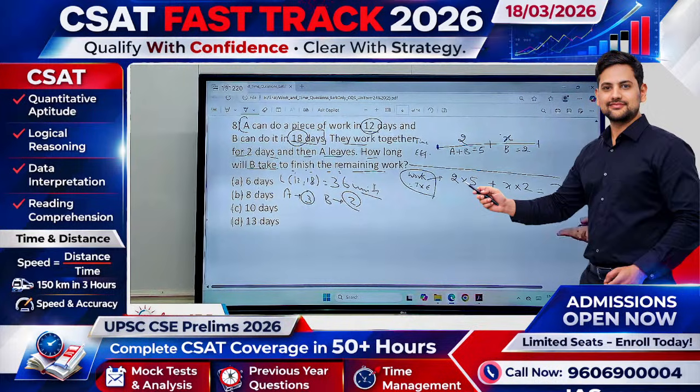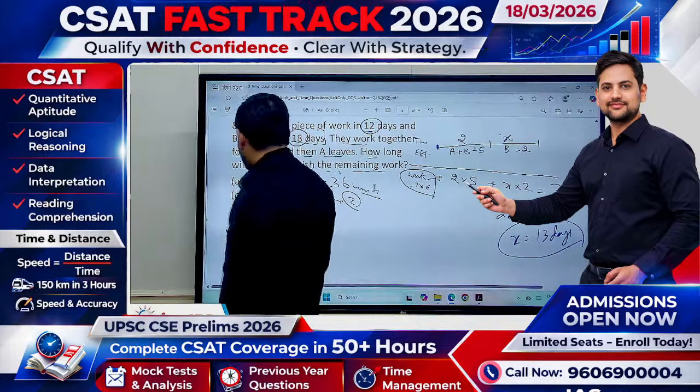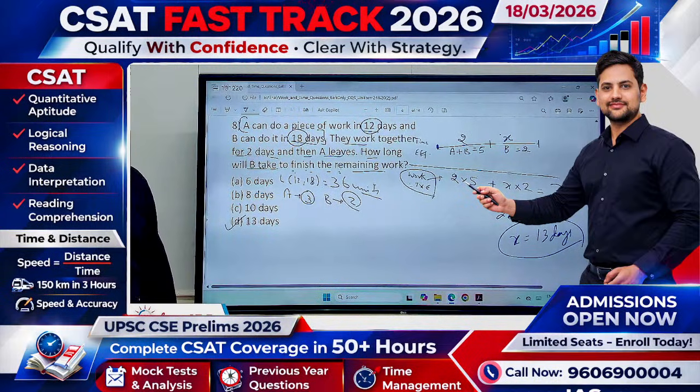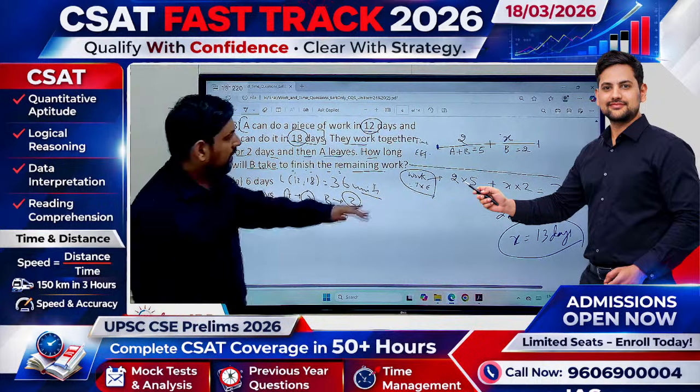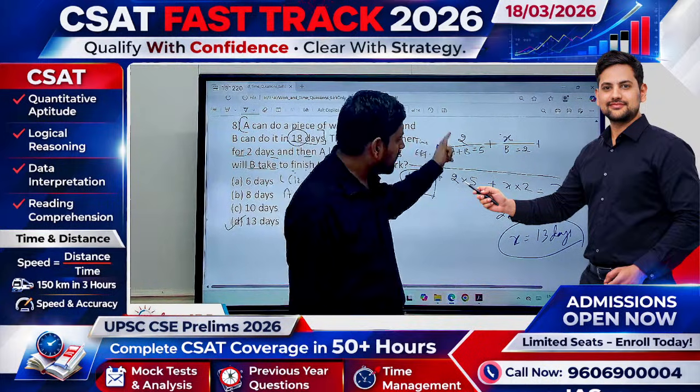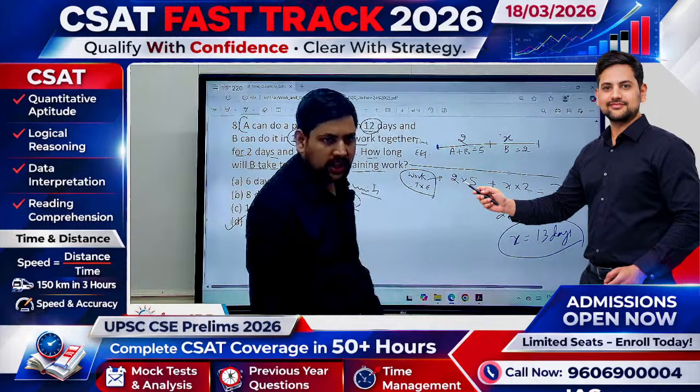Now this is a very easy question to solve. You can get here 2x is equal to 36 minus 10, which is 26. X came out to be 13 days. That means B will work for 13 more days to finish the work. Understood? The timeline we have to draw. Above we'll write the time, below we'll write the efficiency. We'll write the equation like this and get to the answer.